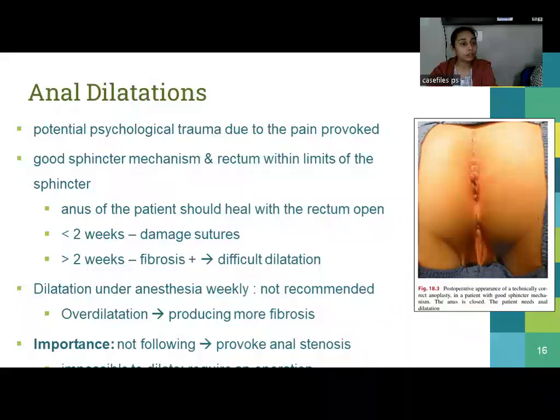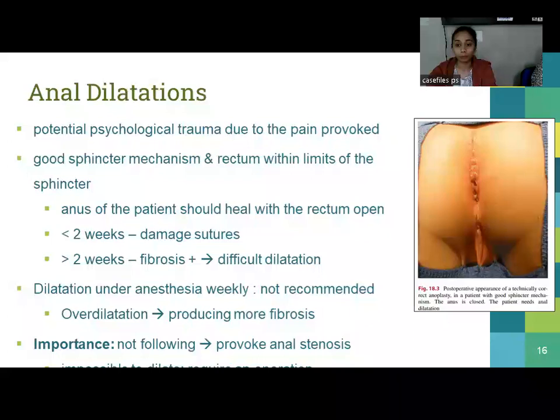Anal dilatations are a source of potential psychological trauma because of the pain that is provoked. In patients who have a good sphincter mechanism and the rectum remains within the limit of the sphincter, anal dilatation is ideal. The anus of the patient should heal with the rectum open. That is why anal dilatation is important. It should not be started in less than 2 weeks after surgery because it can damage the sutures. If we start the dilatation after 2 weeks, there will already be fibrosis and the dilatation will be difficult.